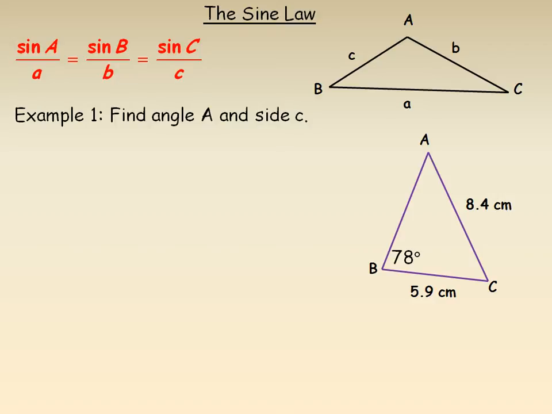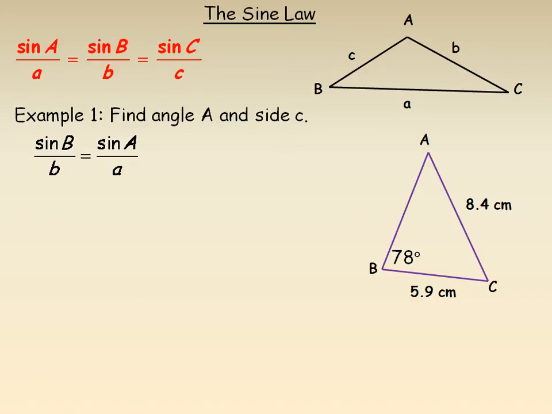In the example here, on the bottom part of the page, we're asked to find angle A and side C in this triangle. And notice we have an angle and its opposite side pair. You need that information in order to use the sine law to find any unknown angle or side.